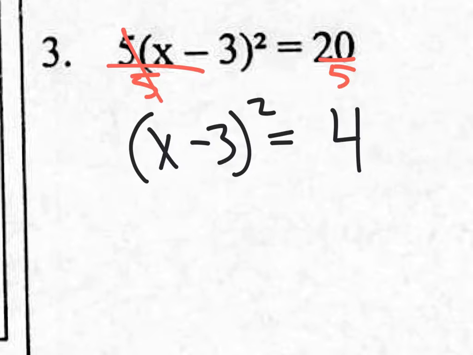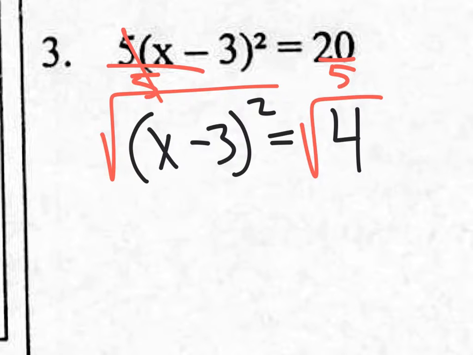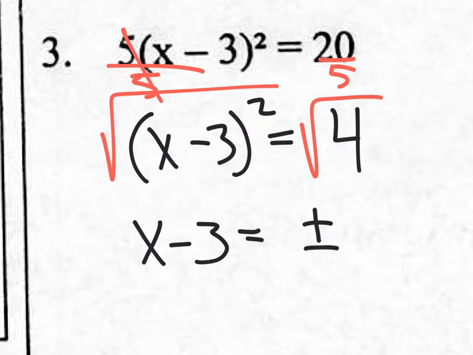And now at this point, let's say that we wanted to get rid of that square on that binomial x minus 3. How can I get rid of a square? By doing the opposite of a square. What's that? Square root. So we're going to square root that side, square root this side. Now keep in mind, the rule says whenever you apply a square root, what do you need to put in front of your answer? Plus or minus. So on the left side, I really do just have an x minus 3. But on the right side, I now have a plus or minus 2.